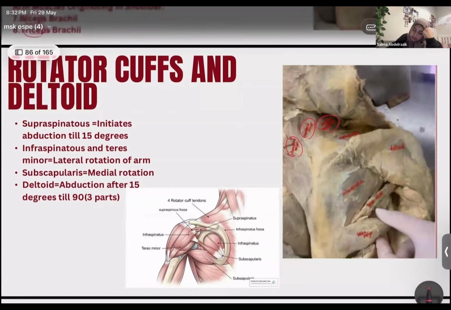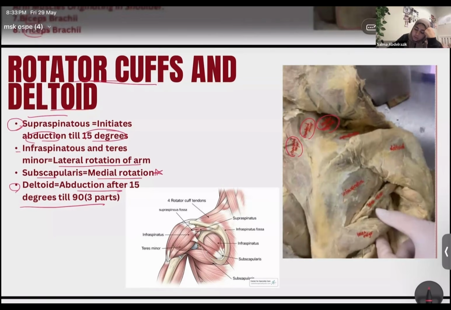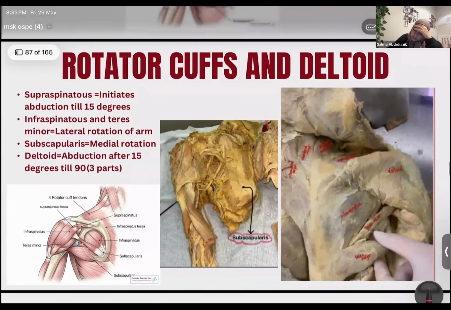Deltoid and the rotator cuff. So supraspinatus initiates the abduction till 15 degrees. Deltoid abduction after 15 till 90. Infraspinatus is the lateral rotation of the arm. Subscapularis is medial rotation. We already said this before. Teres minor, along with infraspinatus, is the lateral rotation of the arm. And here it is the same thing, but more pictures I wanted to show you, like subscapularis.